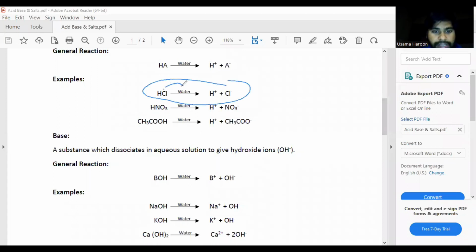Whenever we dissociate HCl into water, it gives us H+ and Cl−. If we talk about HNO3, it gives us H+ and NO3−. This H+ basically denotes that HCl is an acid, and HNO3 is an acid.